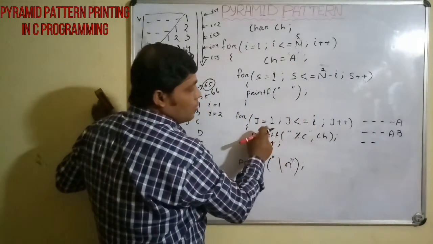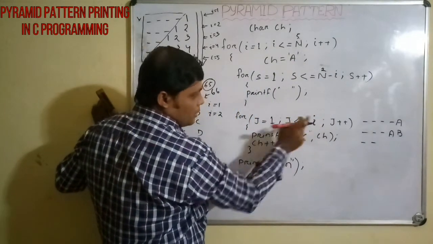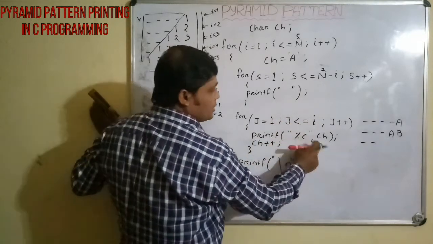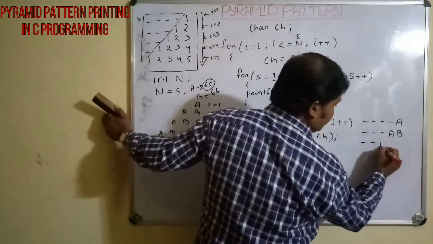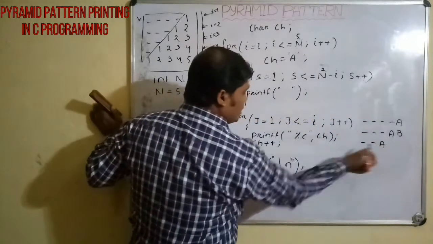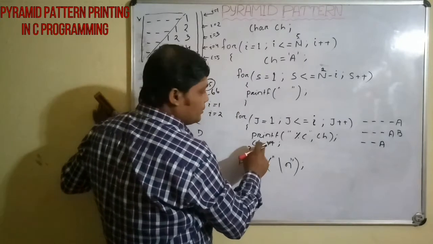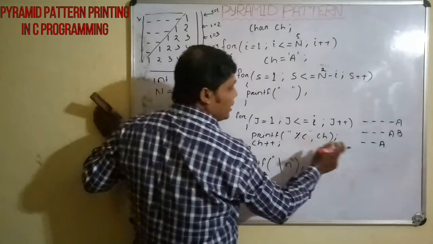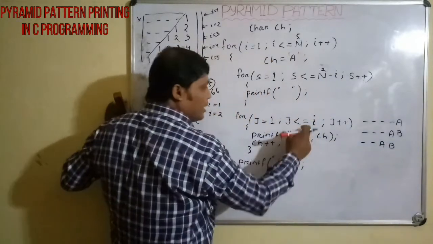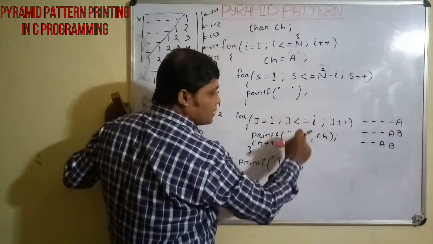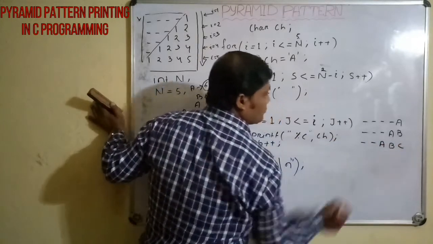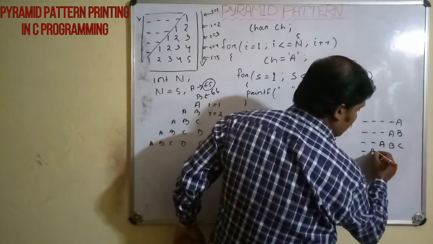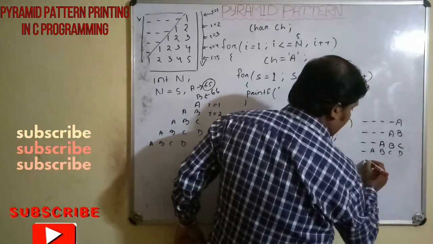After this it will come to this loop. 1, 2, 3. I value 3. 3 times it will work. So printf percent C, CH value is now modified to A. So it will print A. After this CH will be B. Clear? Then J will be 2 less than equal to 3. Then it will print B. Then again J value will be 3 less than equal to 3. Yes, it will print C. Like this. Again it will give one space. Then it will be A, B, C, D.